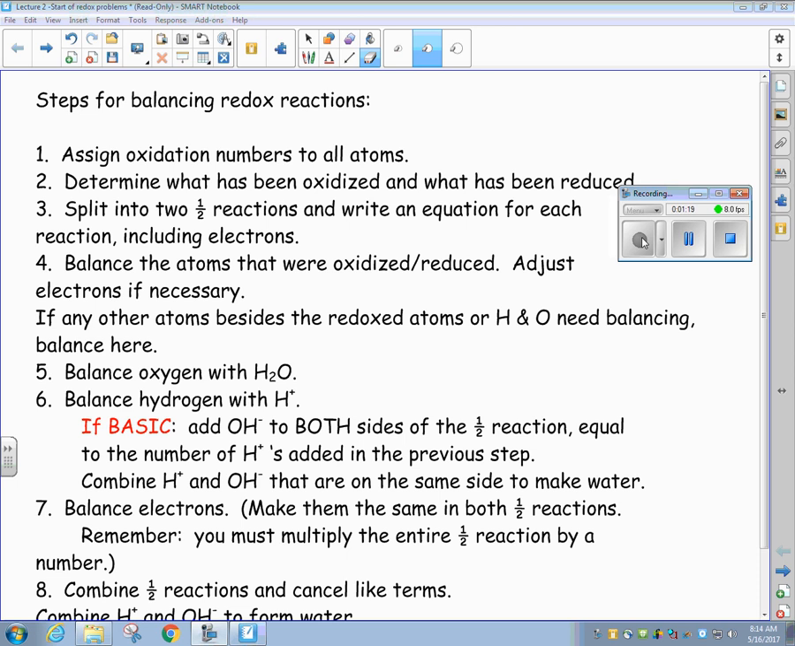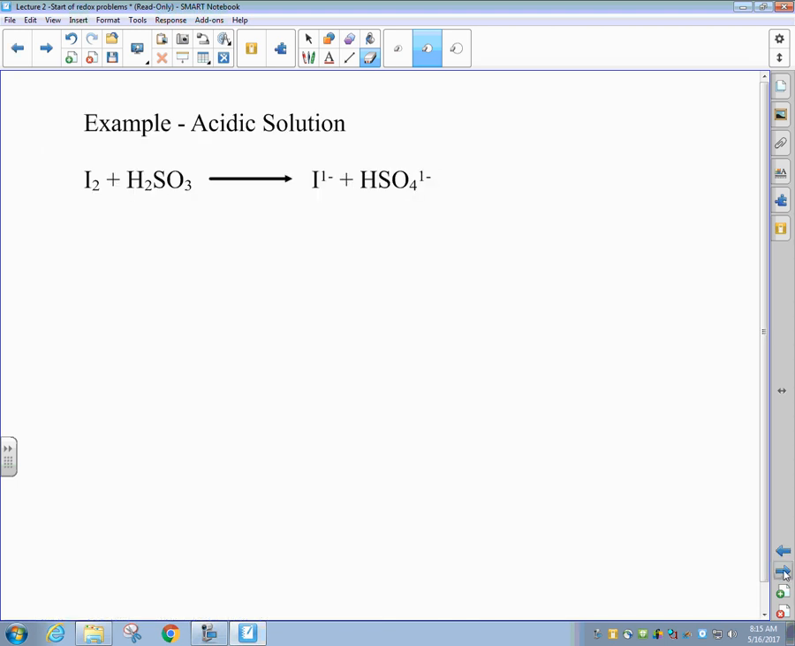And if for some reason you don't have those steps, you can go ahead and print off or copy down these steps here. The first step that we are going to do in a redox reaction is assign oxidation numbers to all atoms. So we're going to go ahead and take a look at our first example, and we will start by assigning oxidation numbers to everything. In this example, we have an acidic solution, and we have molecular iodine plus sulfurous acid producing the iodide ion and the hydrogen sulfate ion, or bisulfate ion. So step number one, I'm using my periodic table, and I'm using my rules for assigning oxidation numbers in order to assign an oxidation number for every chemical species in solution.